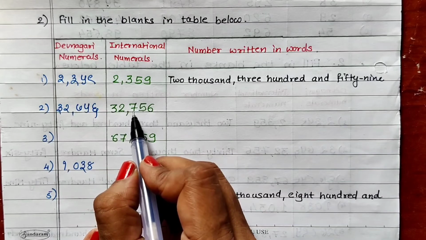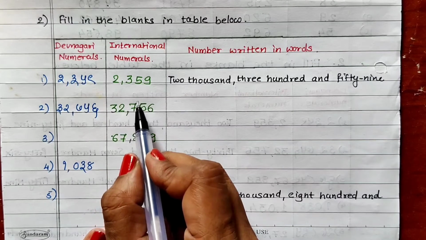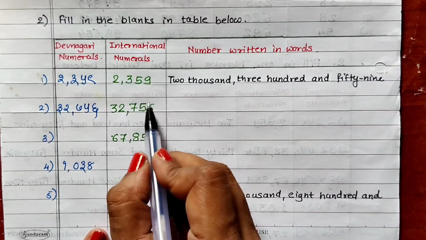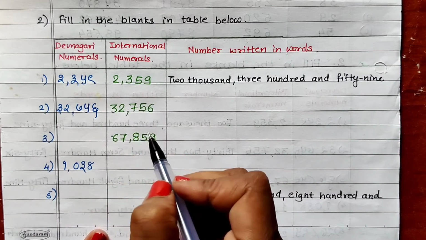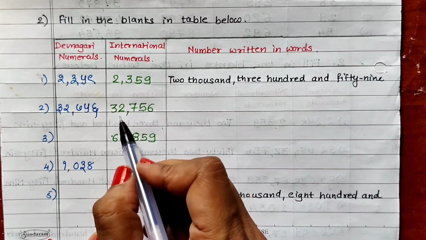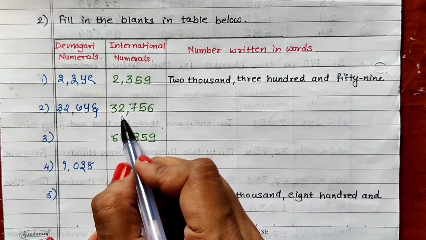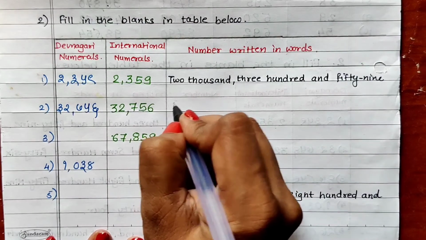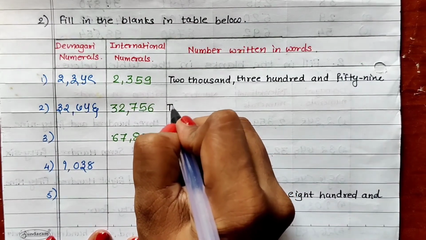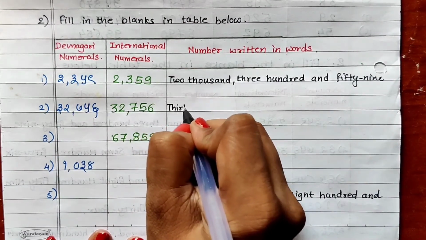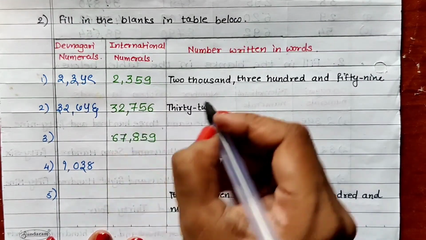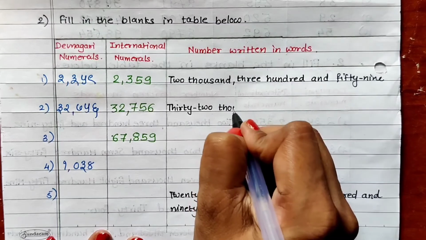So it is 32,000. 7 is at hundreds place, so 700. 32,700. Last two digits are 5, 6, meaning 56. So in this way we will have to make the number 32,756. So write in words. How to spell 32? 30. THIRTY. 32. After 32 what should be written? 1000.